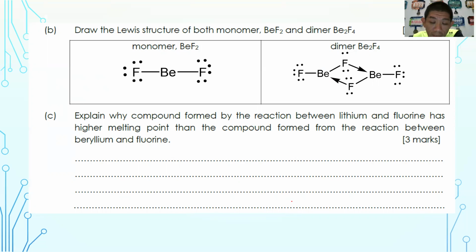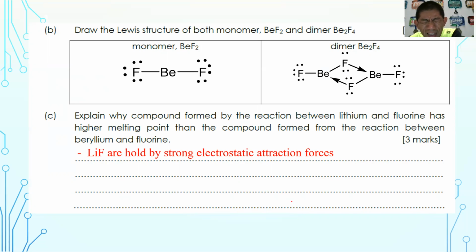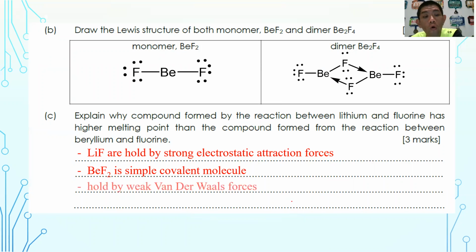So when it is an ionic compound, you have to first mention that LiF is formed by strong ionic bond, hence held by strong electrostatic attraction forces between the oppositely charged ions. Whereas BeF2 is a simple covalent molecule. Whenever you are explaining about melting point or boiling point, especially when it comes to covalent compound, try your best to explain like this: it is a simple covalent molecule held by weak van der Waals forces. So that is why it has a low melting point or boiling point.